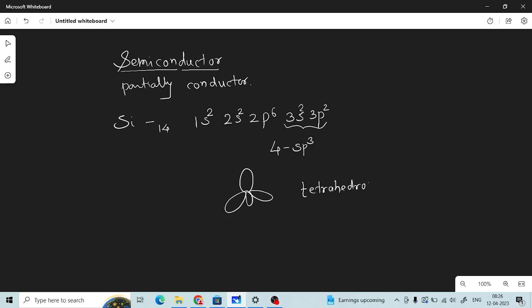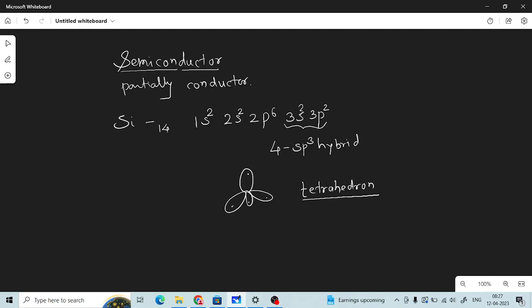And this tetrahedron is nothing but a perfectly shaped samosa. You might have tasted it a number of times, but that perfect shape of a samosa is called a tetrahedron. And these 4 electrons in the outermost orbit will be here with these 4 orbitals, and each orbital is an sp3 hybrid orbital. This is called hybrid.